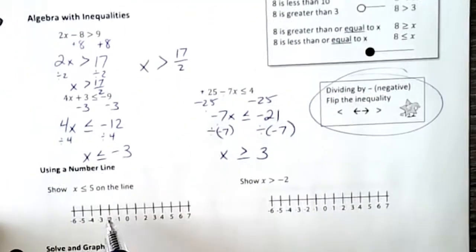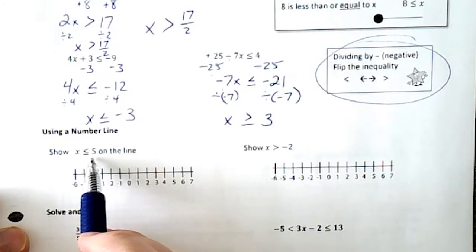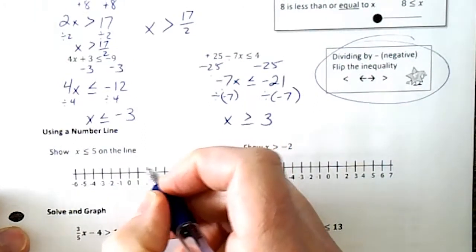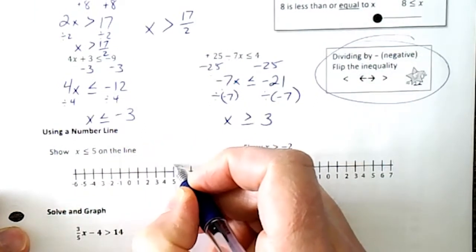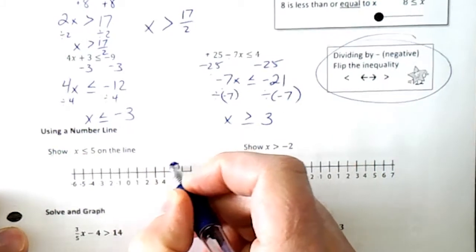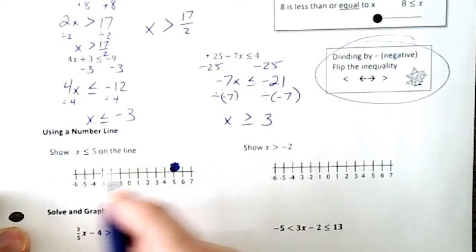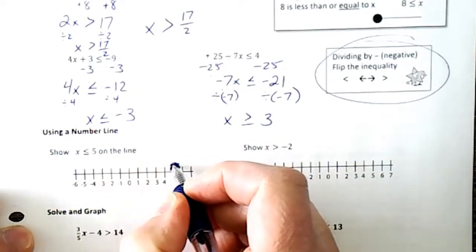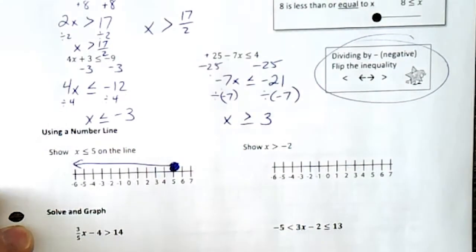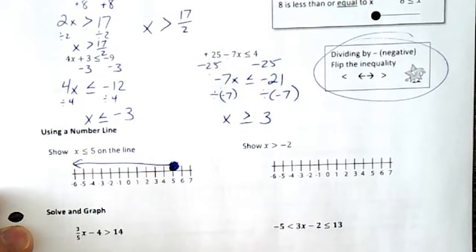So now let's try and show this on a number line. So we've got show x is less than or equal to 5 on the line. So draw a circle at 5. It's going to be a darkened circle because there's an equal sign, and I need less than. So everything less than is that direction. Try this one on your own. Pause your video and then check your answer.